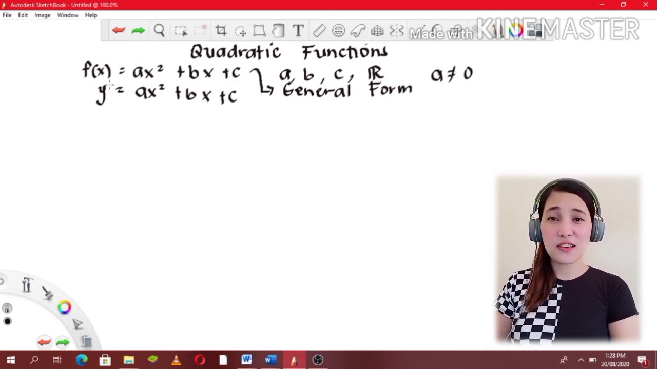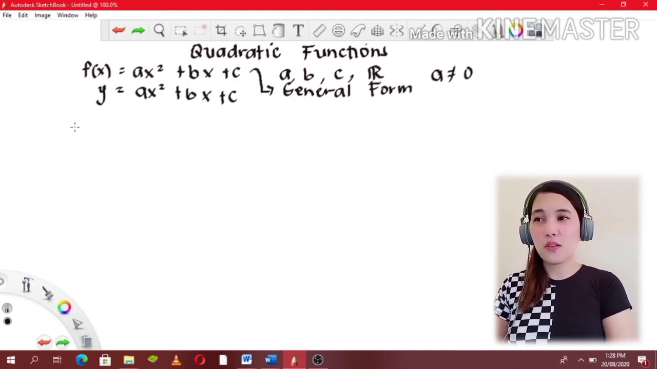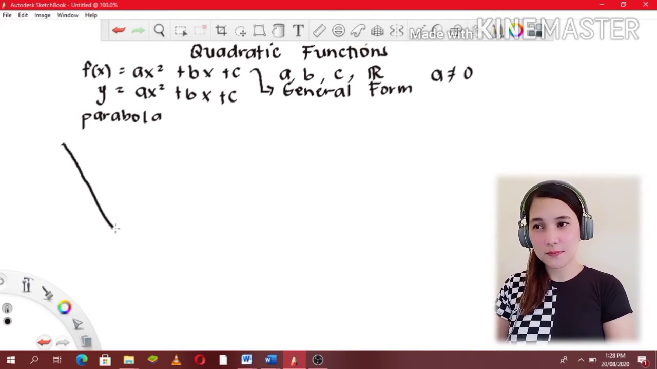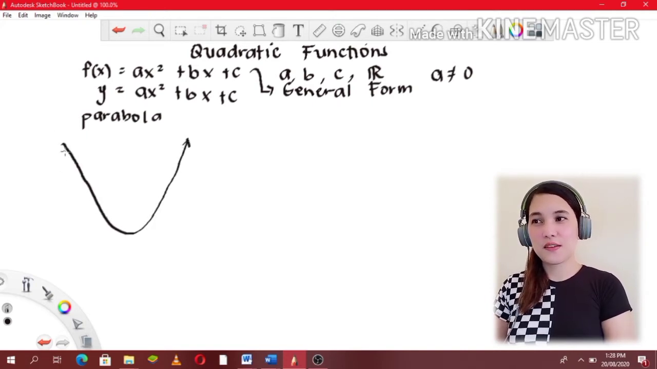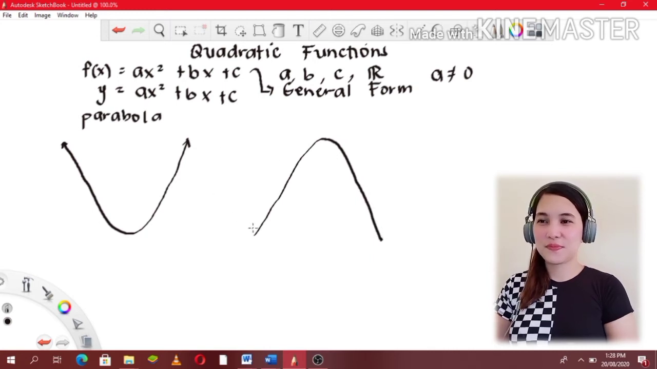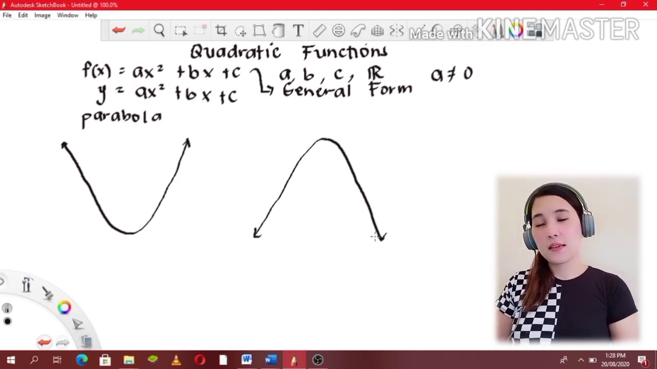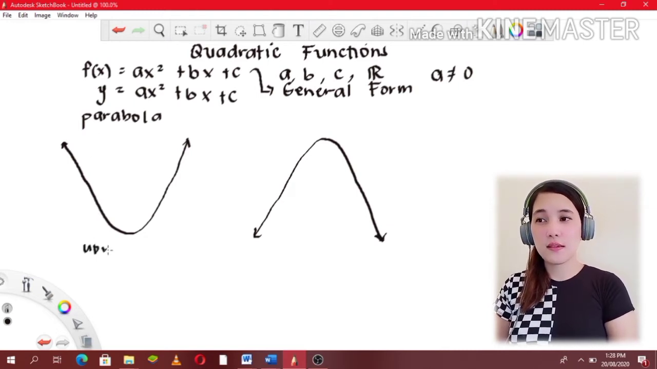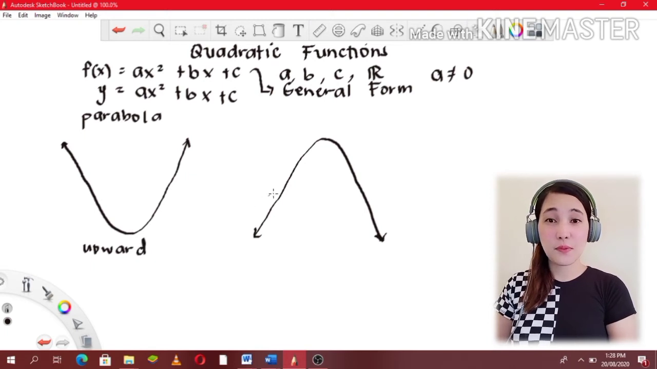A quadratic function has a graph which we call a parabola. A parabola may look like this, or like this. This parabola is a parabola that opens upward, and this parabola is a parabola that opens downward.